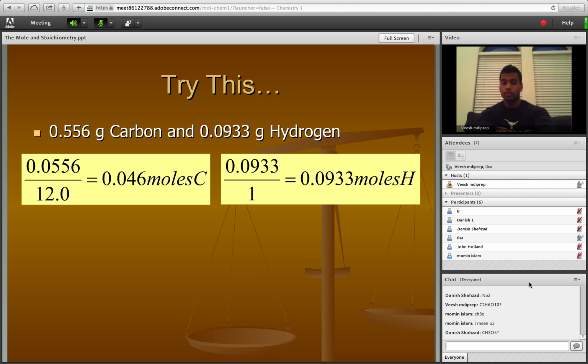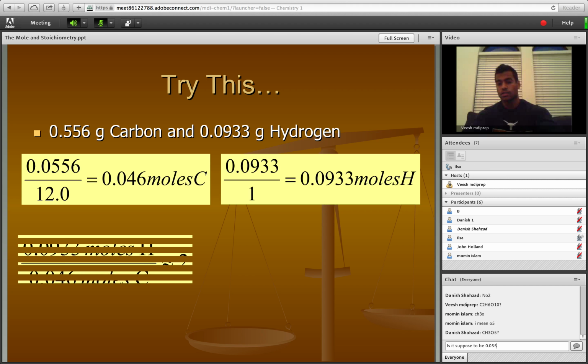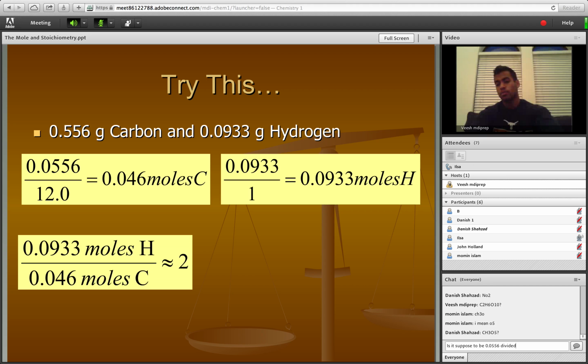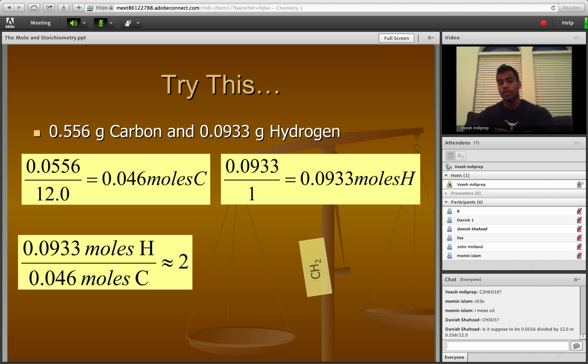So now we have the molar amounts of both elements in the compound. So you would divide the larger value by the smaller one. So here we have more moles of hydrogen than carbon. So what you would do is 0.0933 moles, the molar amount of the hydrogen, divided by the molar amount of the carbon. And that tells you that, since that equals 2, there's going to be 2 hydrogens for every carbon. So that kind of gives you the molar ratio. And based on that, you know that your empirical formula is going to be CH2.